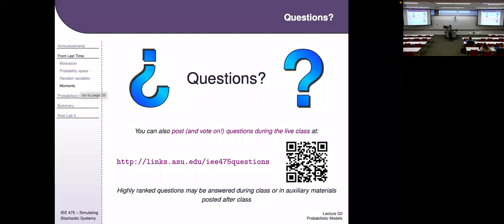So any questions about that before we go into particular distributions that are commonly used when we model? And also check questions online.